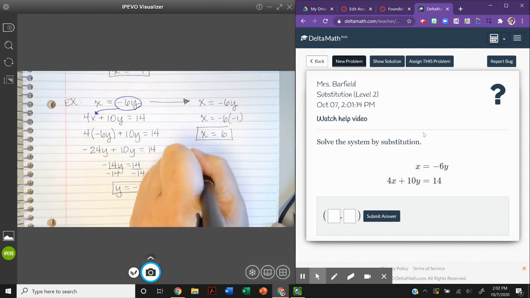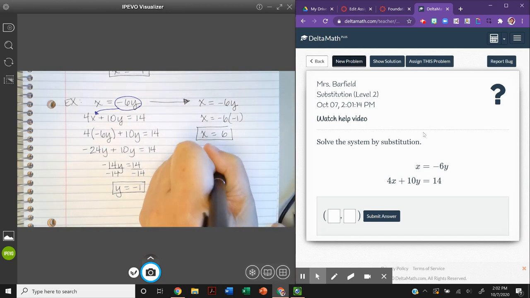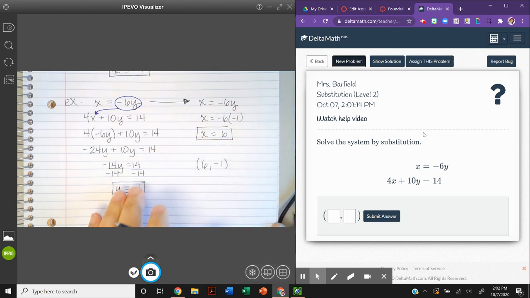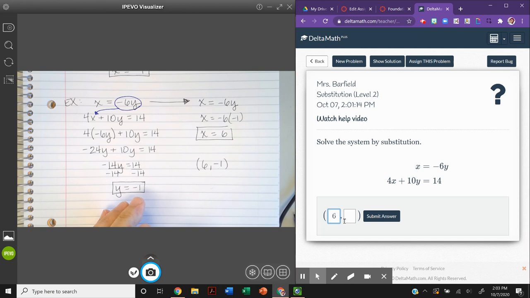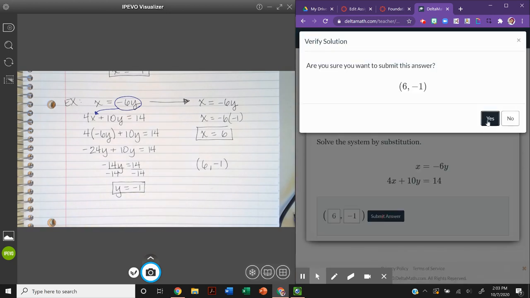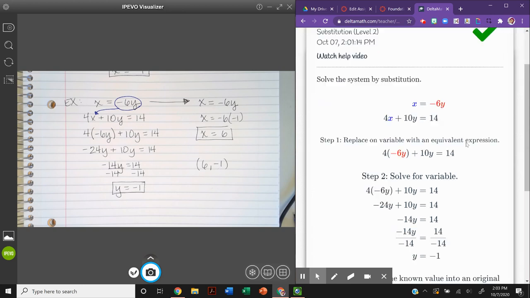My final answer is 6 comma negative 1. Just because I got this answer first doesn't make it go first here. It's x goes first, y goes second. So I'm going to go over here, 6 comma negative 1, submit my answer, got my green check.